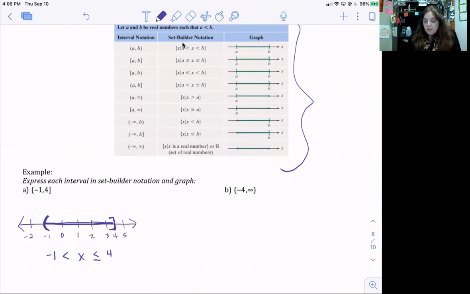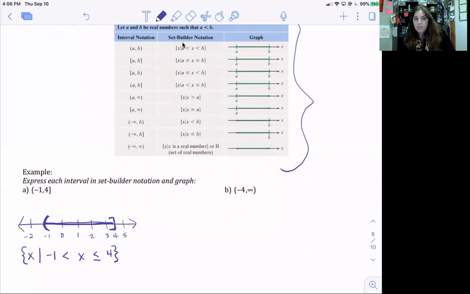To finish out your set builder notation, we're going to put a vertical bar, which means such that, and an x in front of it. Finish it off with our set braces. So now we have x such that -1 is less than x, which is less than or equal to 4. Any number that fits inside that interval holds true.